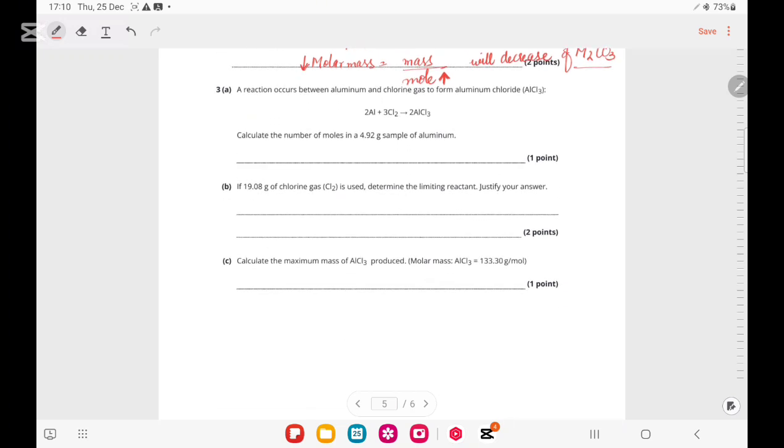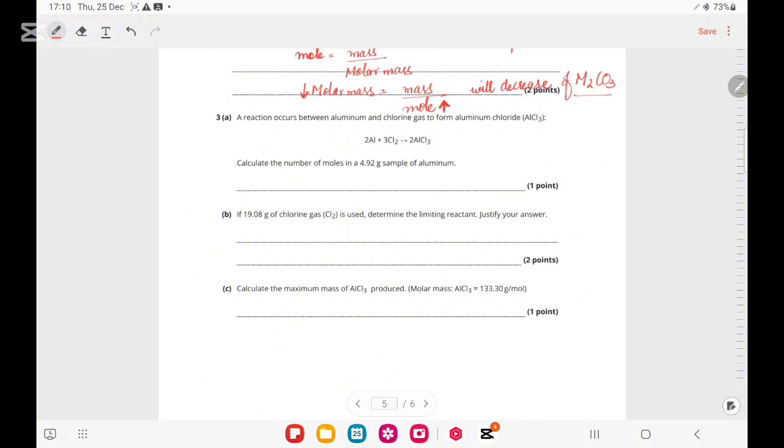Now, for the next question, they want us to calculate the number of moles in 4.92 gram of aluminium. So first of all, you are going to find out the mole, which is equal to mass by molar mass. Mass is 4.92 and the molar mass is 26.98, and that comes out to be 0.182. Now they are saying if 19.08 gram of chlorine gas is used, determine the limiting reactant, justify your answer.